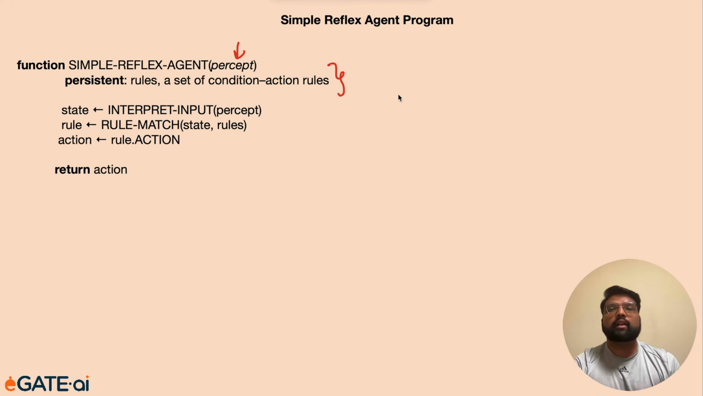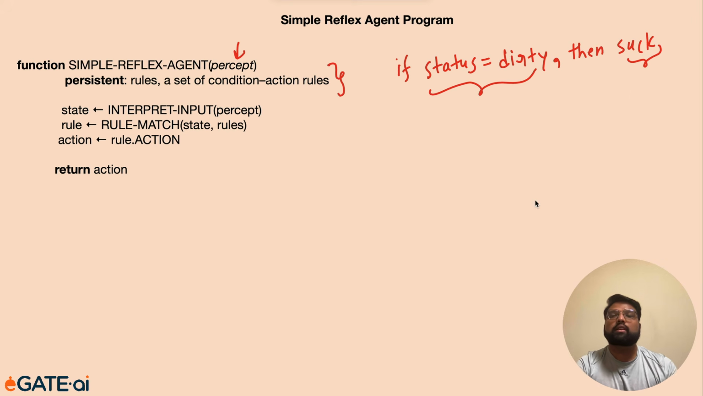For example, in the vacuum cleaner world, we had a condition action rule like if status is dirty, then suck, right? This was one of the condition action rules. We only have to list 3 rules, right? If it's dirty, then do this, and if the location is A, then move to the right. If location is B, move to the left. There are just 3 condition action rules, right? So this table would be very small.